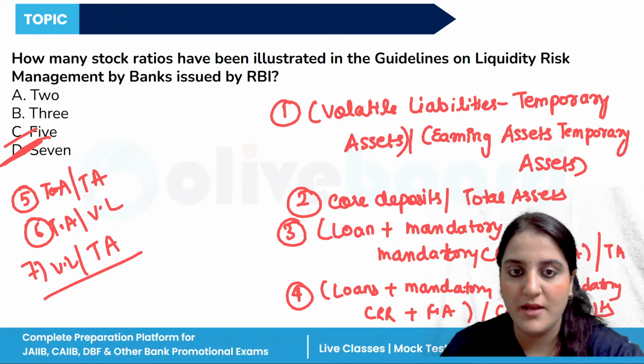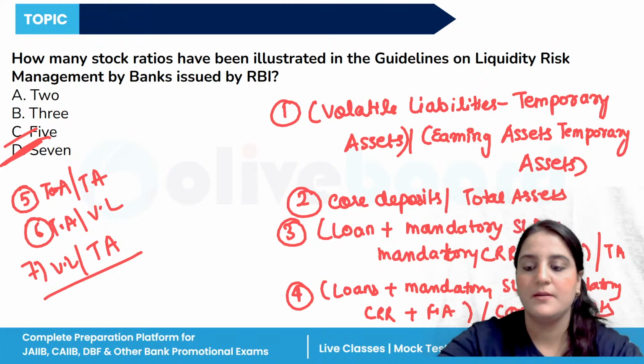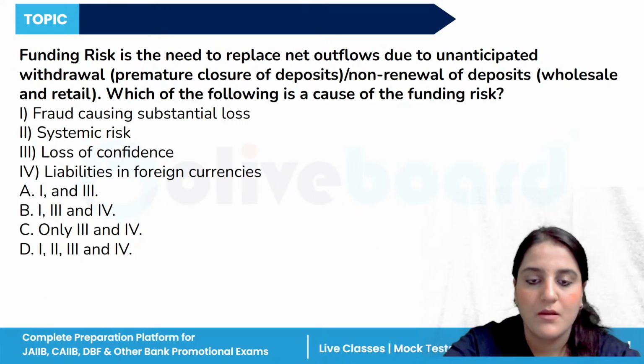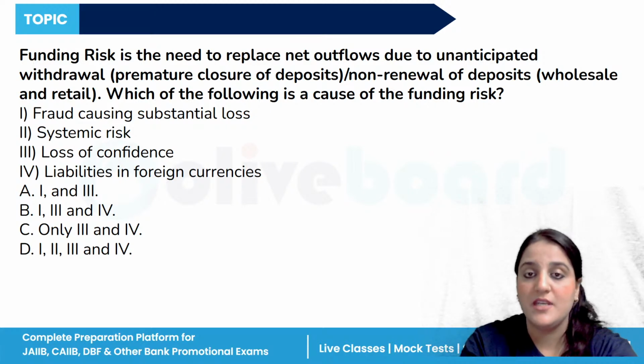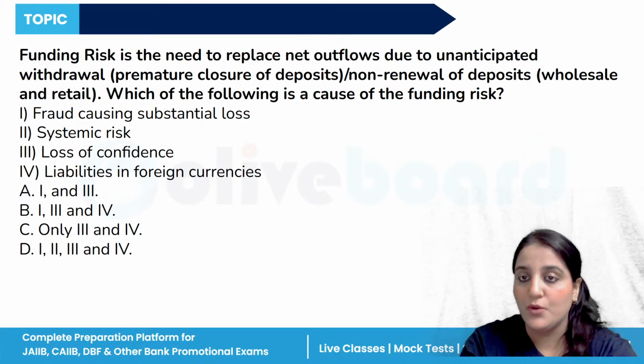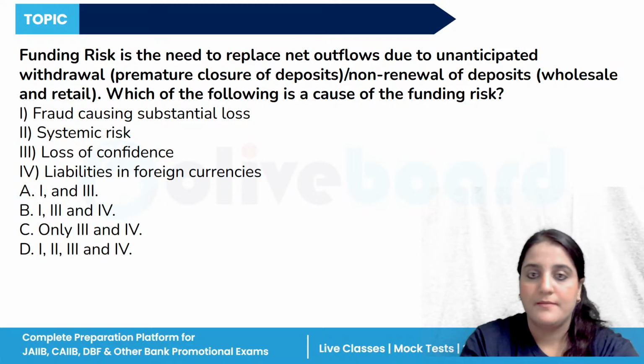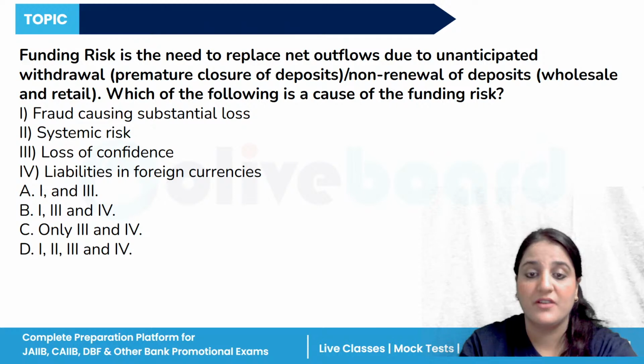Why is A option correct, Yogesh sir? Next question. Funding risk is the need to replace net outflows due to unanticipated withdrawal. Which of the following is a cause of the funding risk?